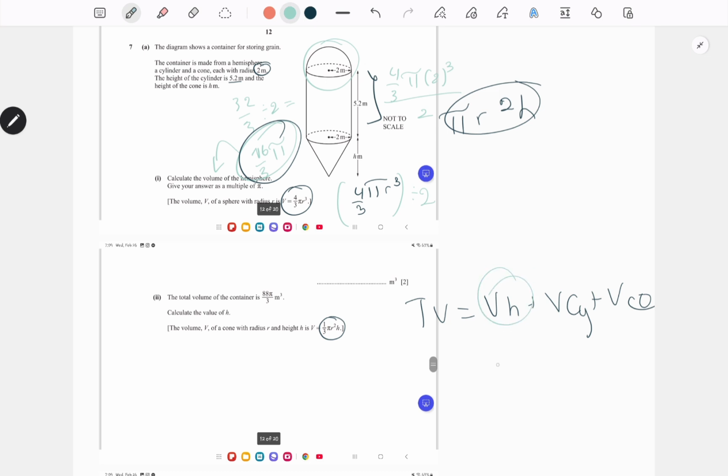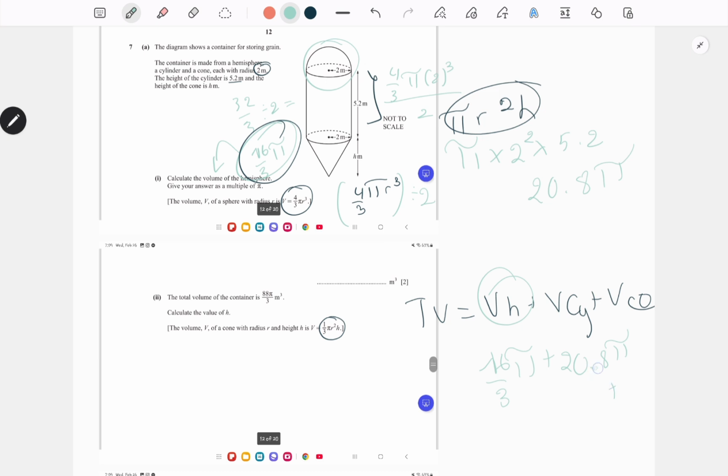So let us write down the volume of each. We found the volume of the hemisphere, it's 16/3 pi, plus the volume of the cylinder, which is pi r squared h, which in this case is going to be pi times 2 squared times the height, which is 5.2. So it is going to be 20.8 pi. All right.